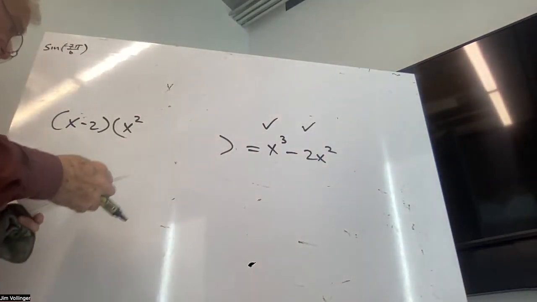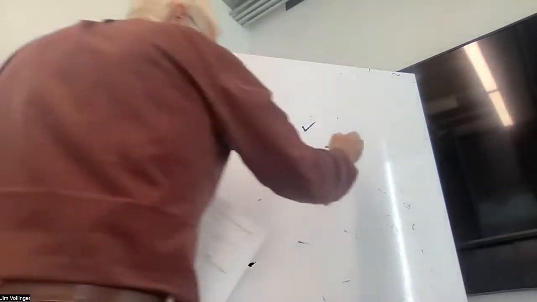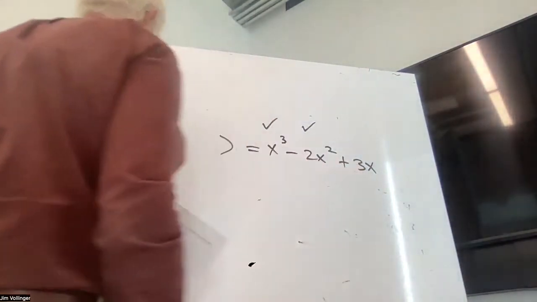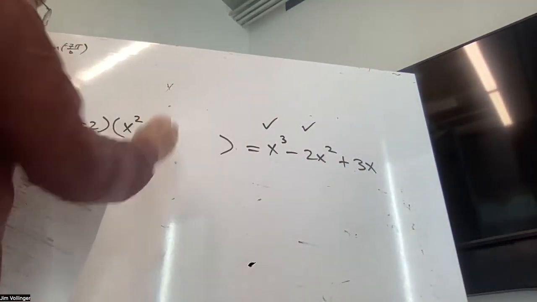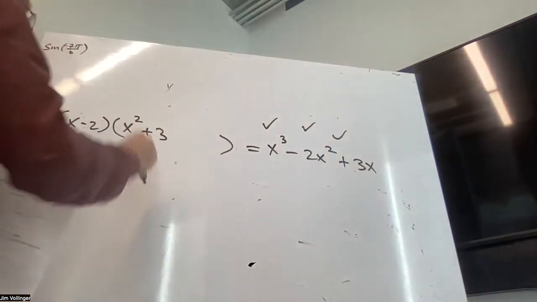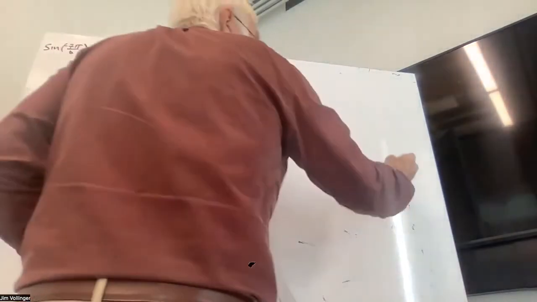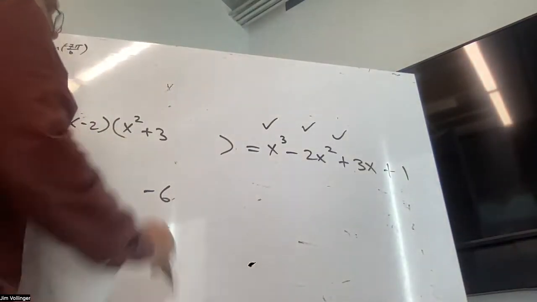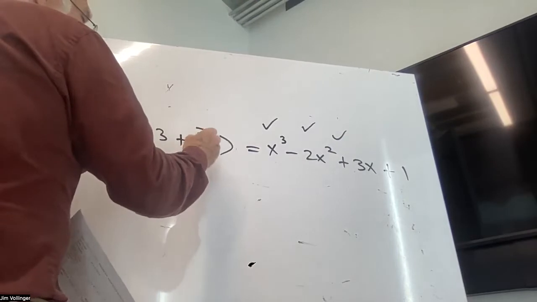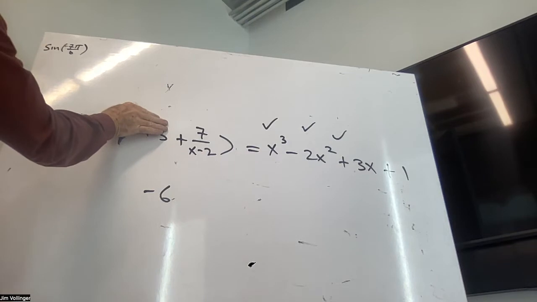But now I've got to get 3x. I got to multiply something times x that gets me 3x. I think I'll do 3. Okay, so far so good. Now I got minus 2 times 3 is minus 6. I don't want minus 6, I just want 1. Well, to get from minus 6 to 1, I think I got to go up 7. And I got to divide by x minus 2. And if I multiply this, hopefully you can see the addition of 7 there at the end.